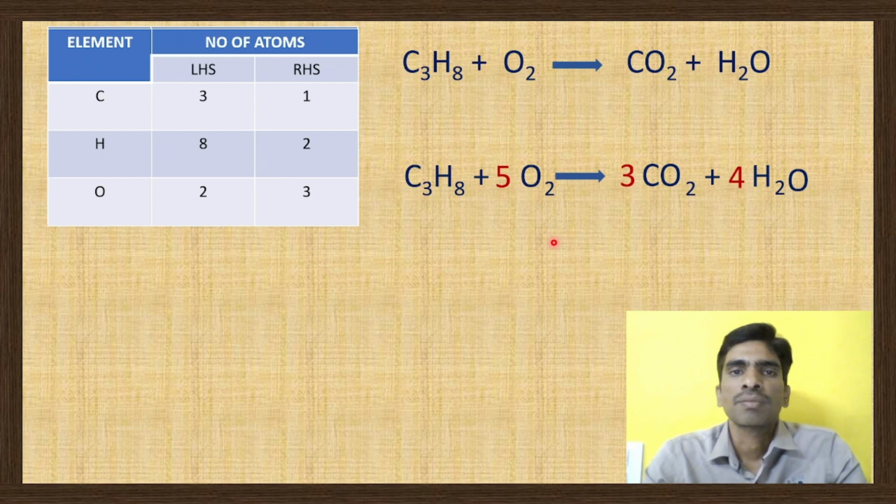Now we see that there are 3 carbon atoms on the LHS and on the RHS also 3 carbons, and hydrogens 8, and here also hydrogens 4 2s are 8, and oxygens 5 2s are 10 on the LHS, and here also oxygen. In the carbon dioxide there are 3 2s are 6 oxygens, and in the water molecule here 4. 3 2s are 6 plus 4, 10 oxygen atoms. So it is a balanced equation.